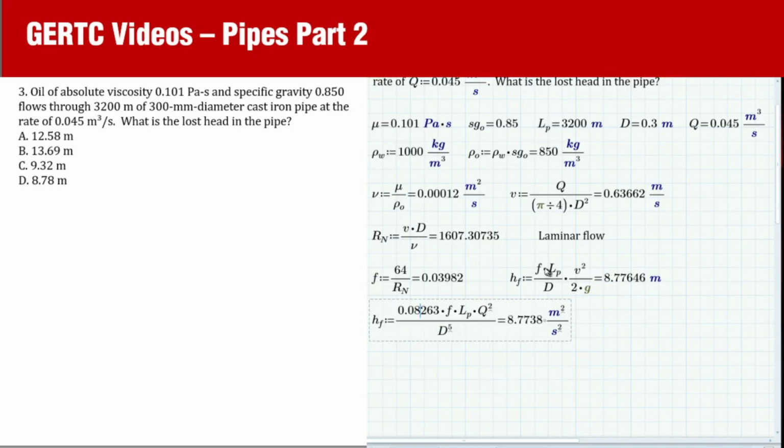Because the actual, let me explain it to you. The velocity head, when the pipe is circular, velocity is Q over area. Q divided by area. The area is pi divided by 4 times diameter squared. That is your velocity. Then we square it. Then we divide it by 2G.